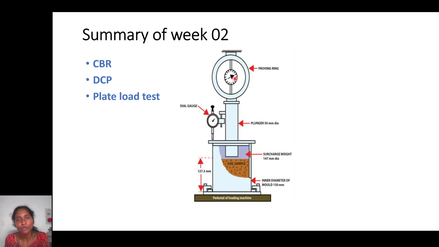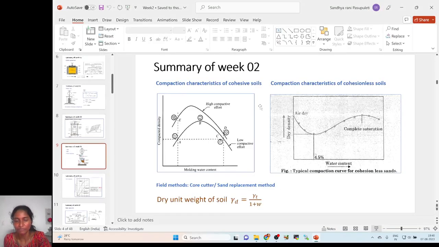Because at 2.5 and 5 mm, we already have the corresponding loads for a standard crushed aggregate. For our material, we calculate those loads. By taking the ratios, we can calculate the CBR at 2.5 mm and the CBR at 5 mm, and we can represent it in terms of percentages.